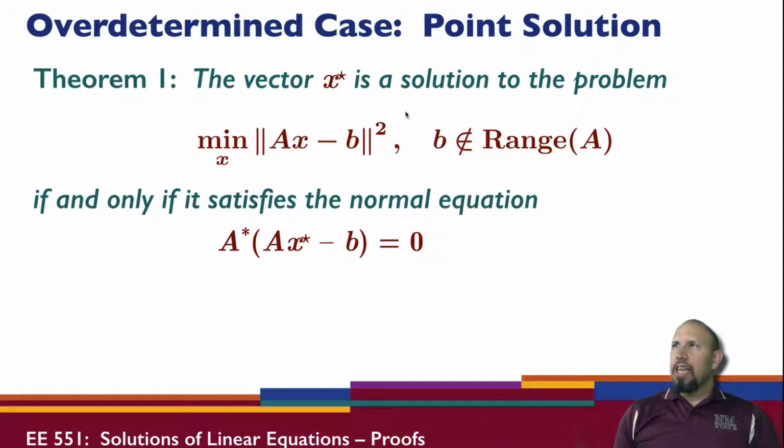All right, now for the overdetermined problem, we're first going to look at the point solution. In the point solution, it says the vector x is a solution to the minimization problem if and only if it satisfies the normal equation. The if and only if implies the need for necessary and sufficient conditions.